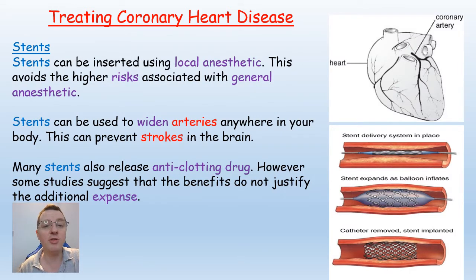Stents can be inserted using a local anaesthetic, and this avoids the higher risks associated with general anaesthetics and normal surgery. Stents can be used to widen arteries anywhere in your body, also in your brain, and that can prevent strokes in the brain. Many stents also release anti-clotting drugs. However, some studies suggest that the benefits of these anti-clotting drugs do not justify the additional expense.